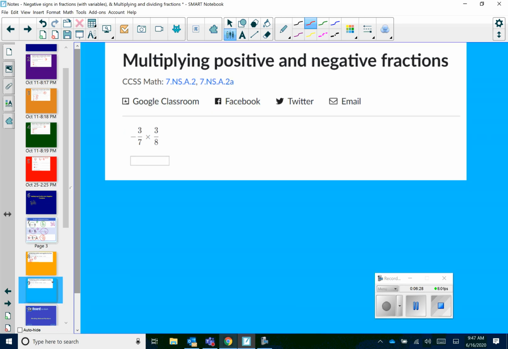Okay, the next one, I've got a negative times a positive, which means my answer is a negative. Checking my diagonals, 3 and 8, I can't cross simplify there. And then 3 and 7, I can't cross simplify there. So we're just going to multiply our numerators. 3 times 3 is 9. 7 times 8 is 56. And I can't simplify that fraction any further. So I'm just going to write my fraction as my answer, negative 9 over 56.